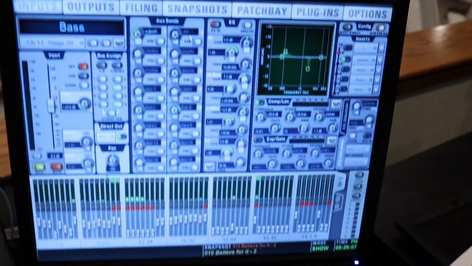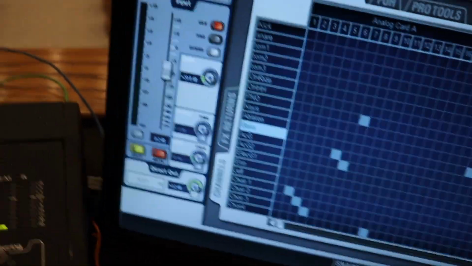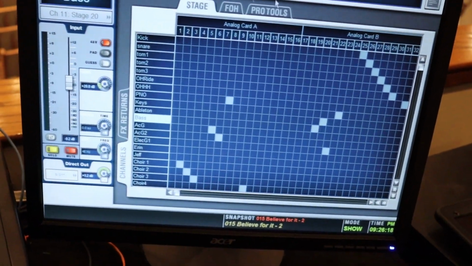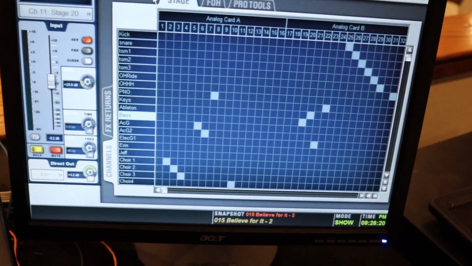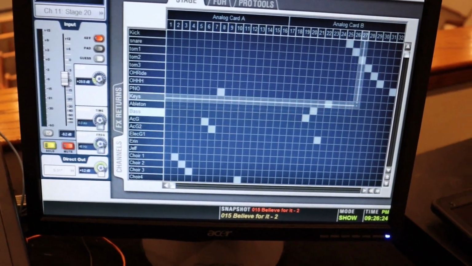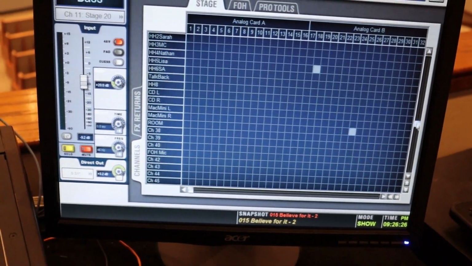All right, now the fun one, routing and input changes. If I go to patches, patch bay, this is where everything is routed from backstage, on stage, into the board. Again, it doesn't match verbatim. You can see where stuff is by looking here.